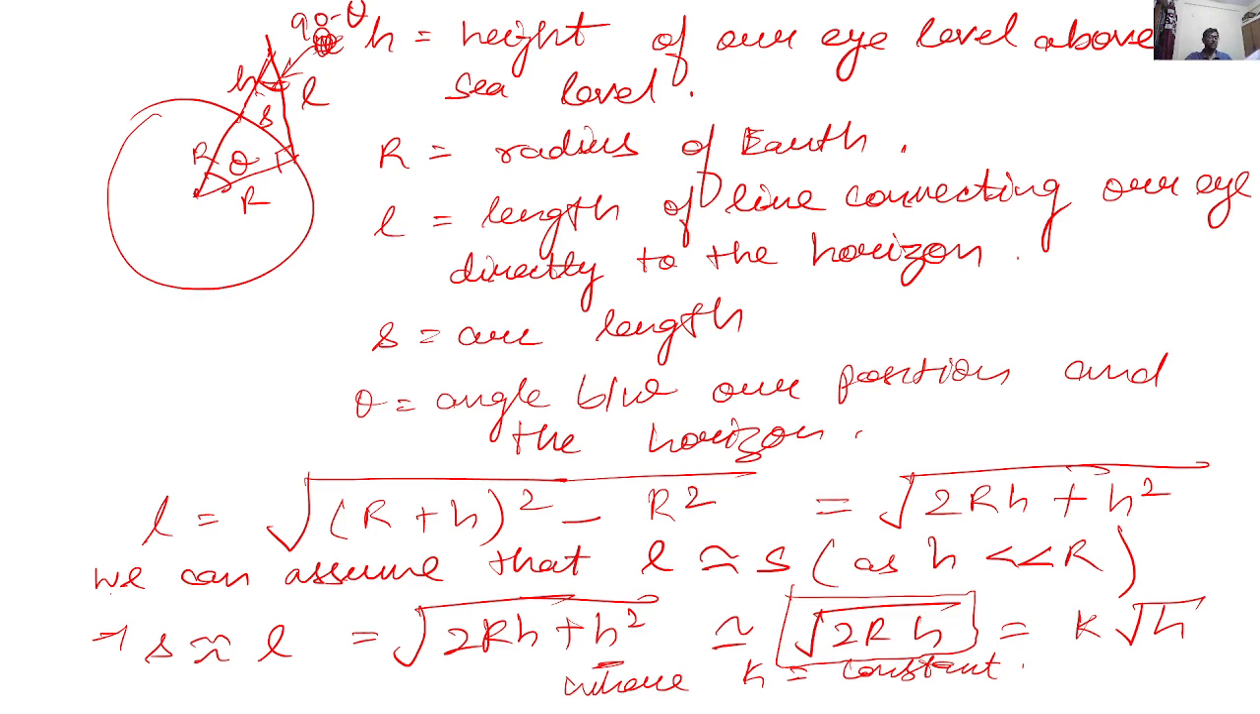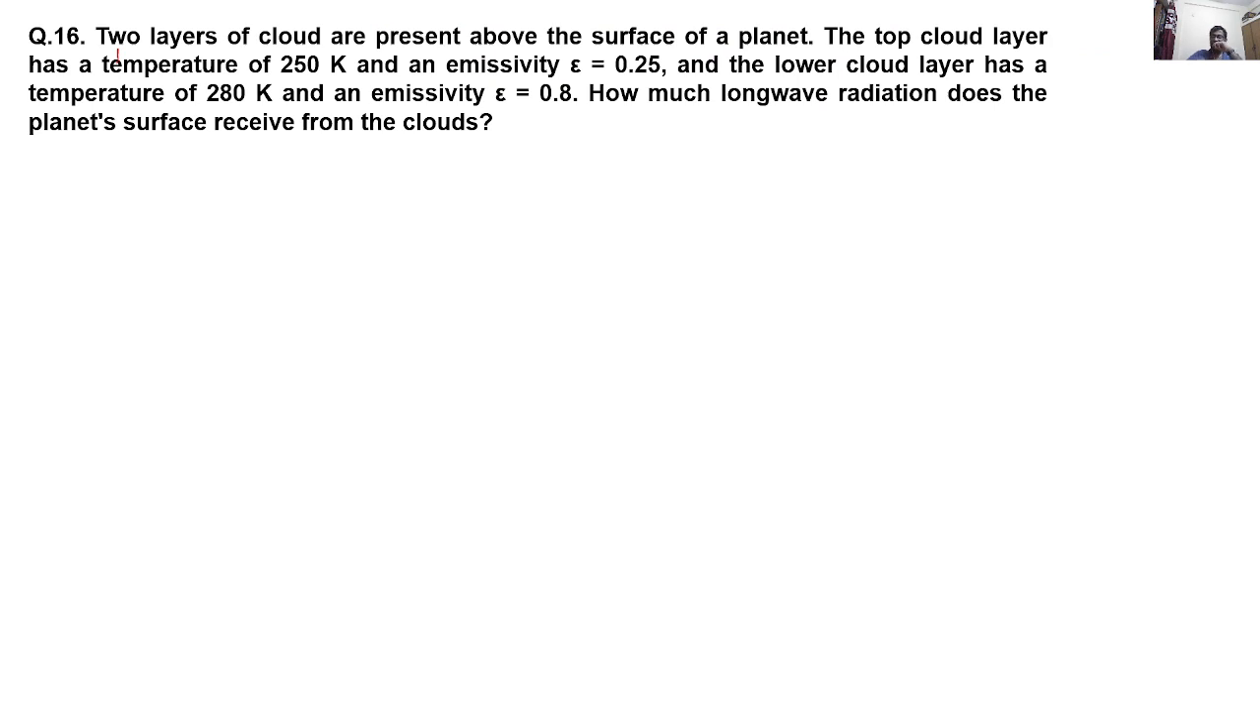Now let's take another interesting question, a very interesting one indeed. Question number 16. Two layers of cloud are present above the surface of a planet. The top cloud layer has a temperature of 250 Kelvin and an emissivity epsilon equal to 0.25. The lower cloud layer has a temperature of 280 Kelvin and an emissivity epsilon equal to 0.8. How much long wave radiation does the planet's surface receive from the clouds? Very interesting question.